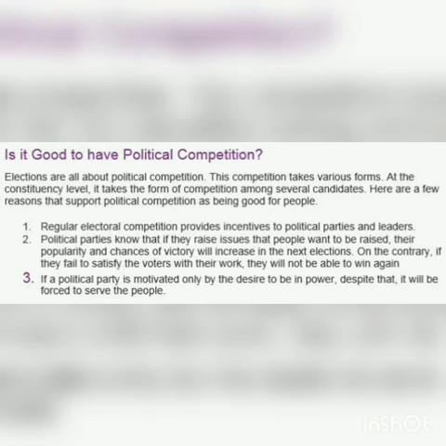Number 1, regular electoral competition provides incentives to political parties and leaders. Number 2, political parties know that if they raise issues that people want to raise, their popularity and chances of victory will increase in the next elections. On the contrary, if they fail to satisfy the voters with their work, they will not be able to win again. Number 3, if a political party is motivated only by the desire to be in power, despite that, it will be forced to serve the people.